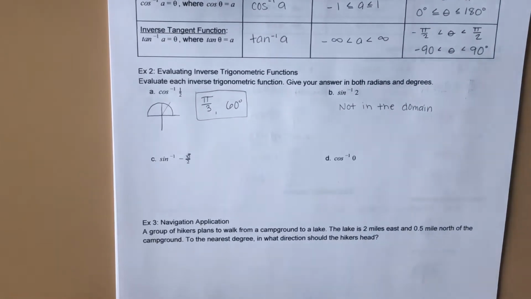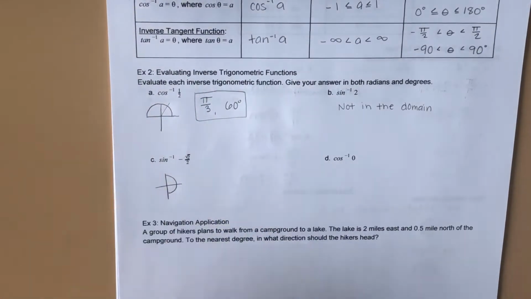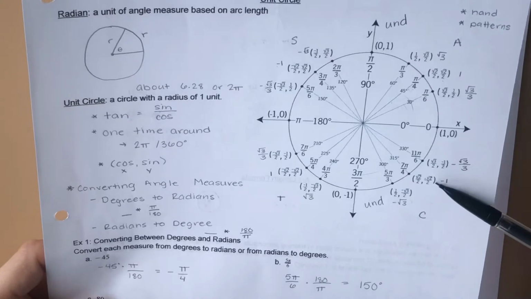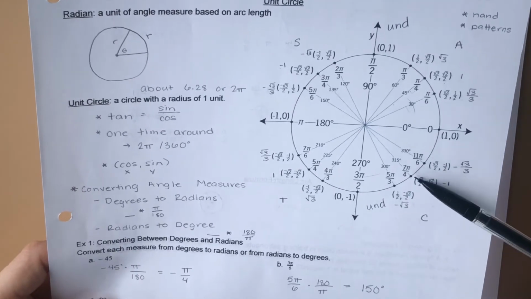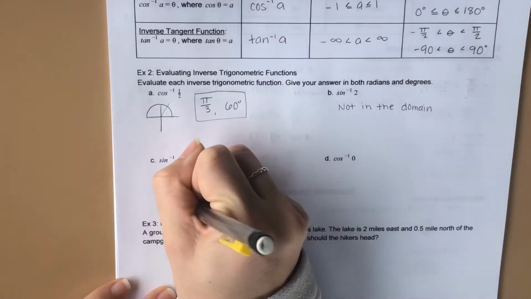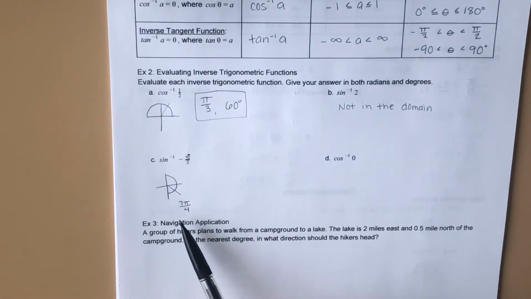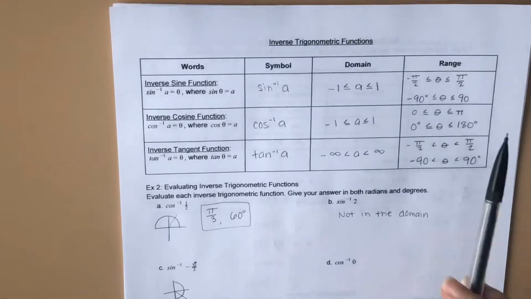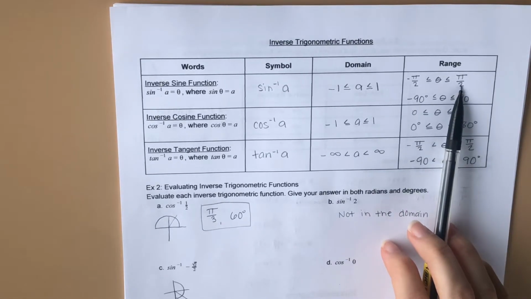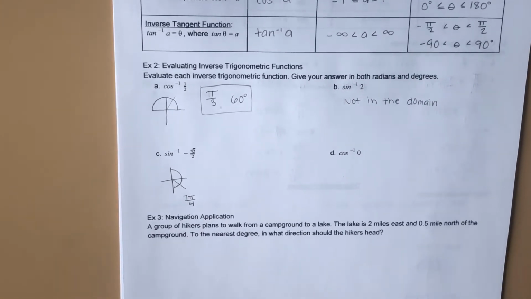Okay, then we have C, sine inverse, so we are going to be looking at these values. I have -√2/2 for sine, so that is going to be at 7 pi over 4 and 315 degrees. So I have this being 7 pi over 4. Here's the issue though. 7 pi over 4 does not fall in my range of -pi over 2 to pi over 2. So I'm going to have to do some algebra to get that to fall within that range.